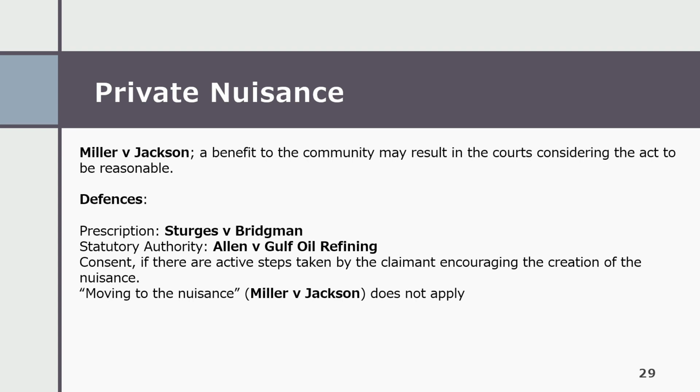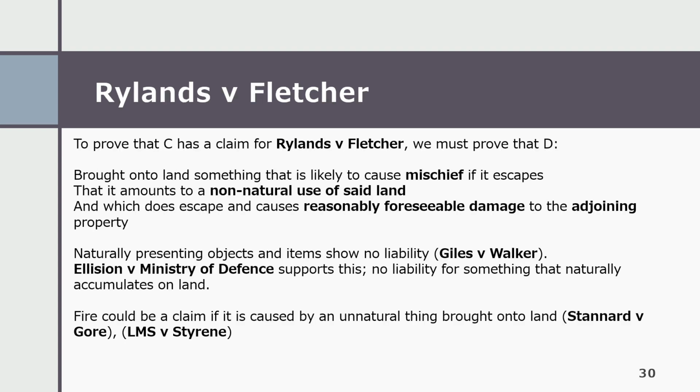Moving to the nuisance, Miller v. Jackson does not apply. To prove that C has a claim under Rylands v. Fletcher, we must prove that D brought onto land something that is likely to cause mischief if it escapes, that it amounts to a non-natural use of said land, and which does escape or causes reasonably foreseeable damage to the adjoining property. Naturally present objects and items show no liability, seen in Giles v. Walker. Ellison v. Ministry of Justice supports this. There was no liability for something that naturally accumulates on land.